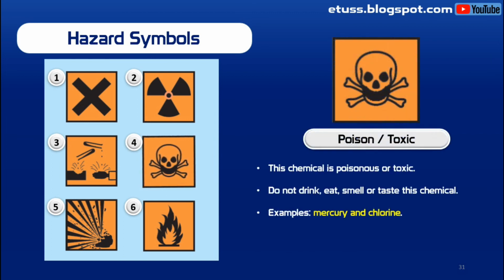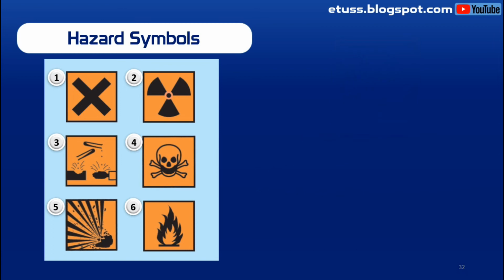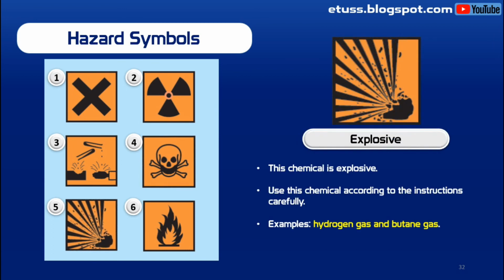Poison or toxic. This chemical is poisonous or toxic. Do not drink, eat, smell, or taste this chemical. Examples: mercury and chlorine. Explosive. This chemical is explosive. Use this chemical according to the instructions carefully. Examples: hydrogen gas and butane gas.